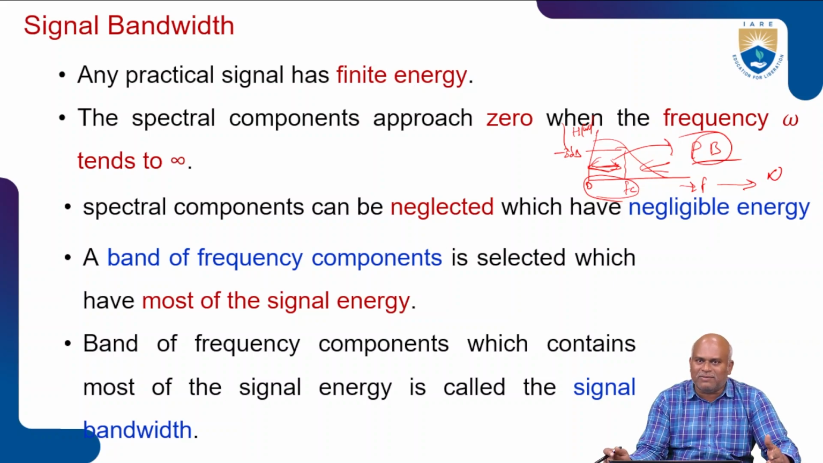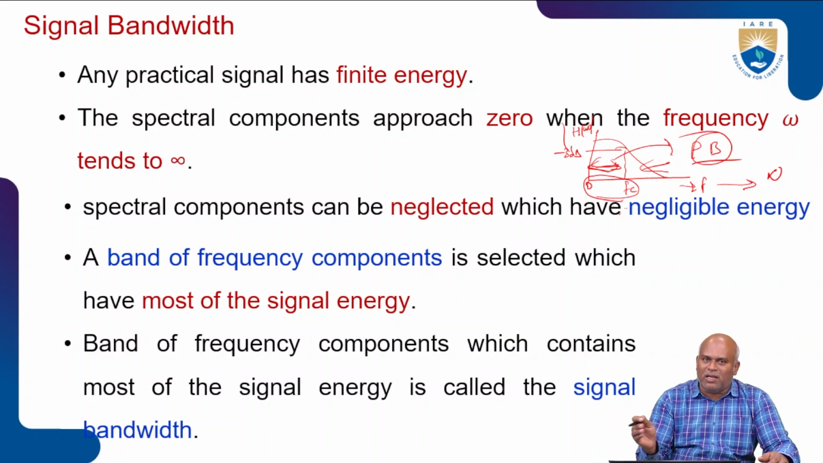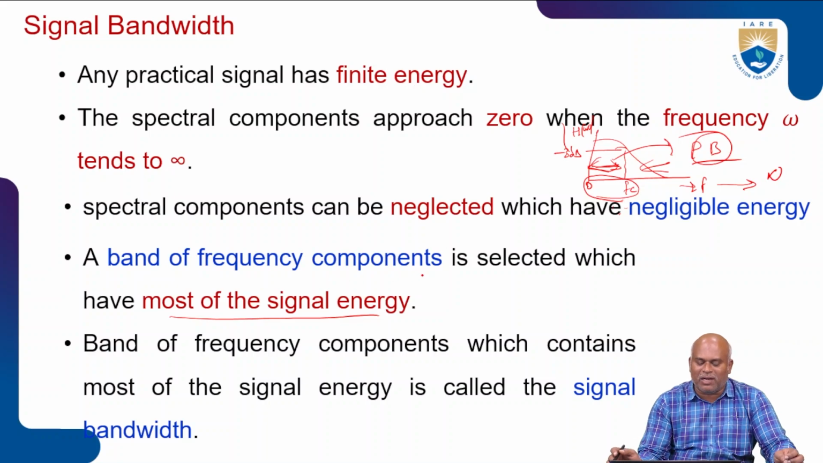The frequency level is very low, so we can use a low pass filter. The low pass filter conducts only lower frequencies, 0 to Fc. How much of the voice is in the frequency range 0 to 320 Hz? Most of the signal is present there. That portion is what we call most of the signal energy, so that is called the band of frequency components.